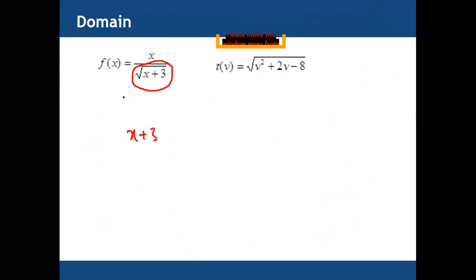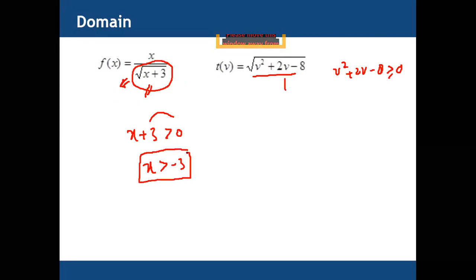You know that negative values are not possible. Also, this denominator must be greater than 0, not equal to 0. So we can write x plus 3 must be greater than 0. For the numerator, we needed v square plus 2v minus 8 greater than or equal to 0, since 0 is also possible, but for the denominator 0 is not possible. So just put x plus 3 greater than 0. If you transfer 3 to the other side, x is greater than minus 3.